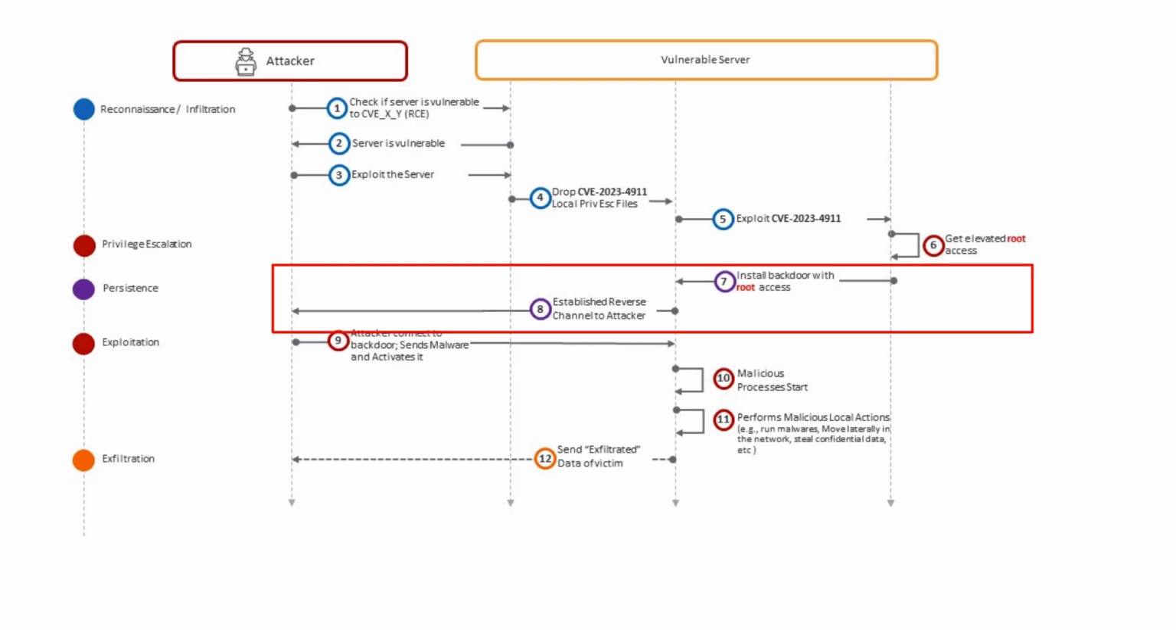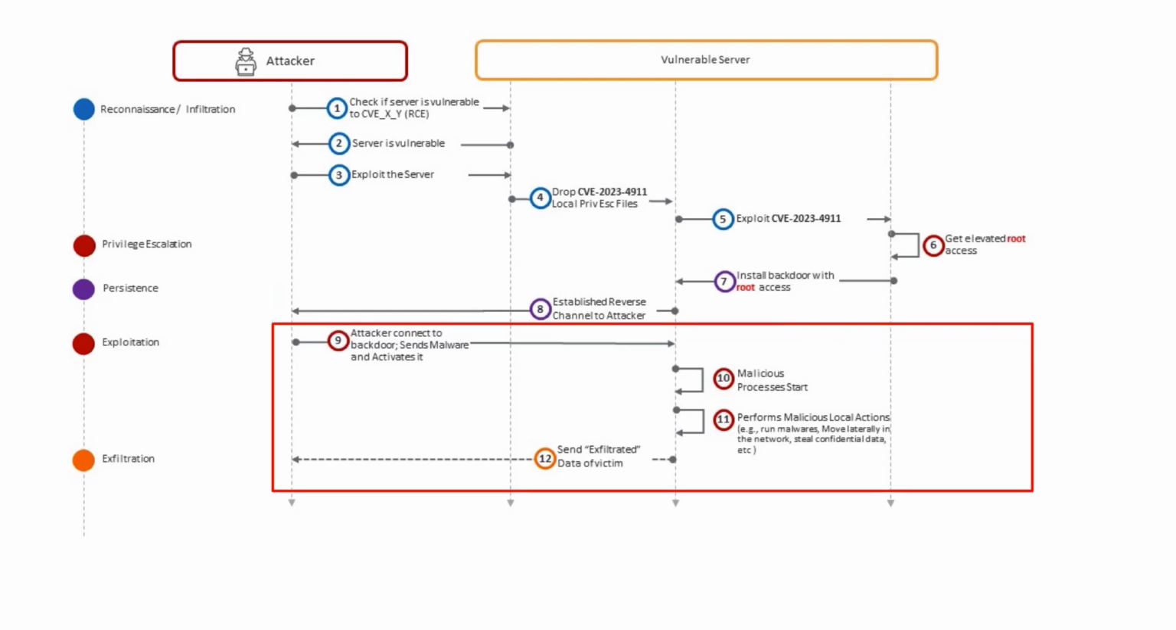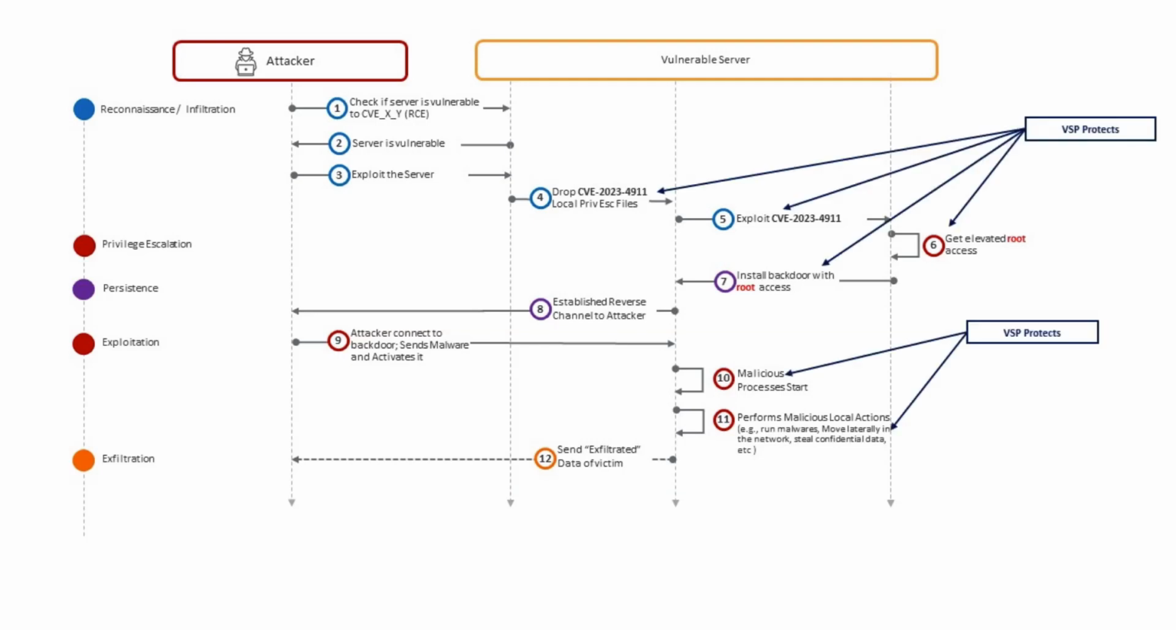In step 7, the threat actor deploys an elevated backdoor, allowing them to remotely control the victim's workload. Subsequently, in step 8, the threat actor establishes a reverse channel back to the attacker. From step 9 to 12, the attacker can execute any malicious actions such as executing malware, exfiltrating data, executing lateral movement, and rinsing and repeating malicious actions on adjacent workloads, etc. Virsec protects the workload very early in the kill chain before the threat actor can execute any meaningful malicious actions.